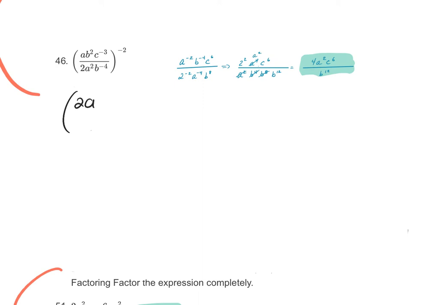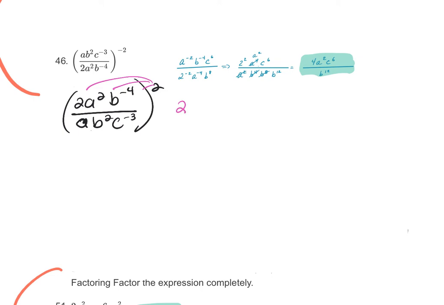So I would do 2a squared b to the negative fourth goes to the top, and a b to the second c to the negative third goes to the bottom. The only thing that changes is the exponent on the outside though. So be careful because you can't change the signs on the ones on the inside and the one on the outside. It's one or the other.